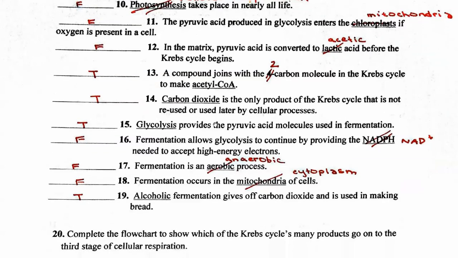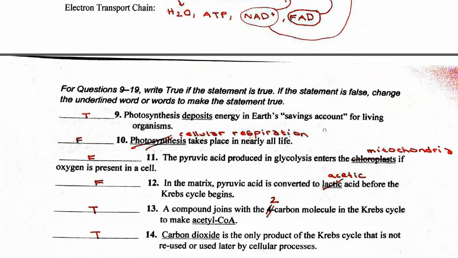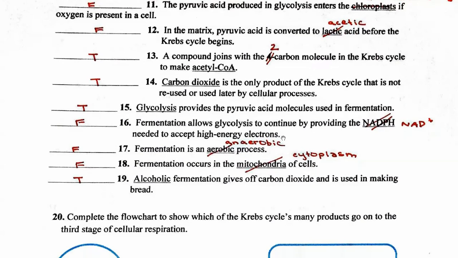Okay, 14: carbon dioxide is the only product of the Krebs cycle that is not reused or used later. That's true. Remember, my explanation here, you've got NADH and FADH2 being used in the electron transport chain, and ATP is going to be used in order to power the cell. So CO2 is the only kind of useless one. It's just a byproduct.